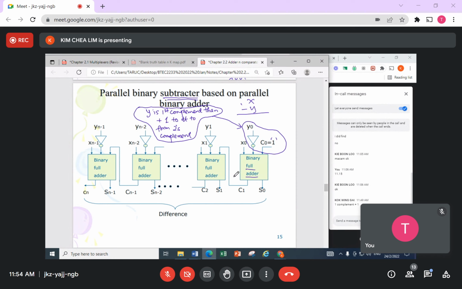So be careful now. The result here is no more a sum, but it's the difference. Although the label here is a sum, you should know that this one now is a difference, and this is the borrow out. But we are using the full adder to build a subtractor. All right, so I hope this is clear to all of you.